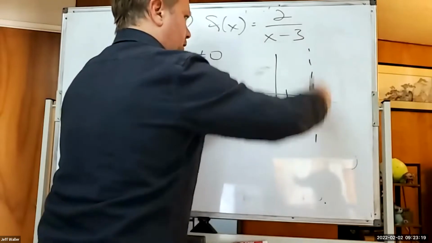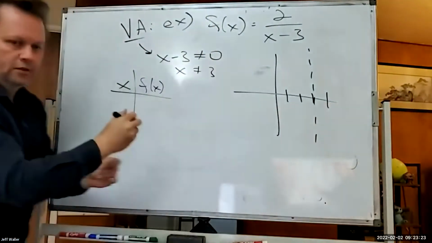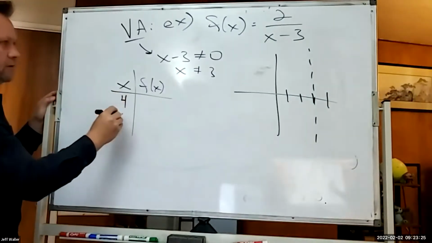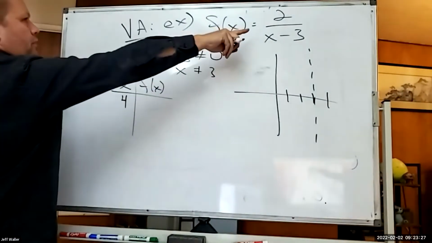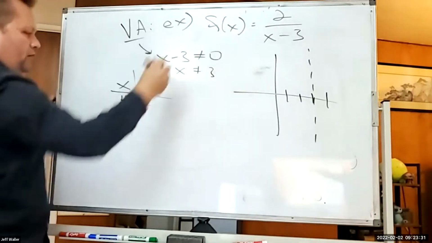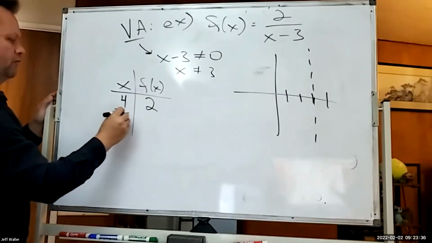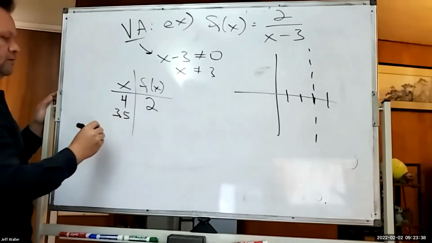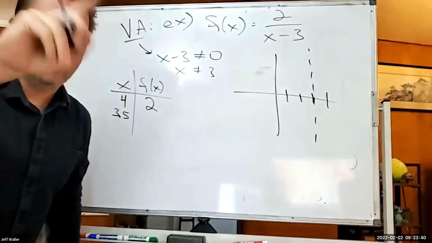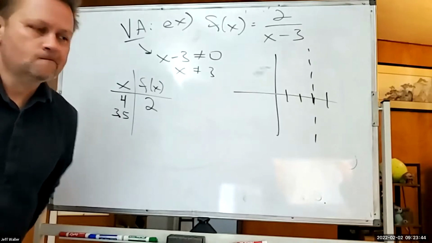I have this weird thing. I can approach it from this side and I can approach it from this side. So what if I put 4 in? What do I get when I put a 4 in? 2. I like it. 2 over 4 minus 3, so I get 2. What if I put a 3.5 in? And again, if you want to, you can use your calculator, you can make the table, or you can just plug a 3.5 in. 4. I love it.